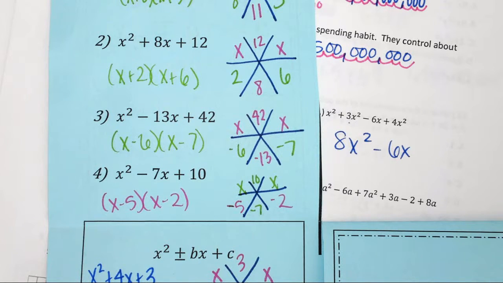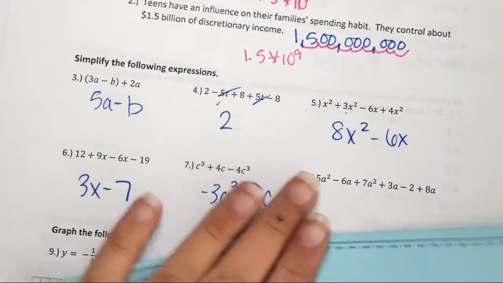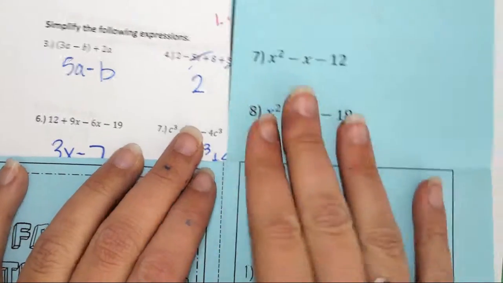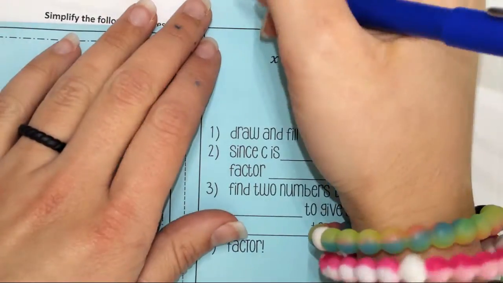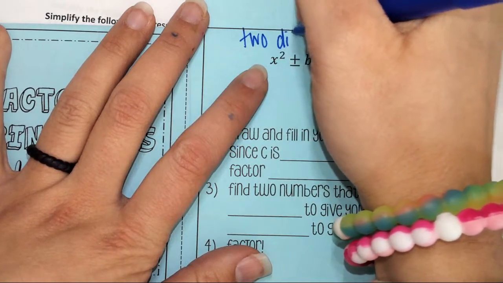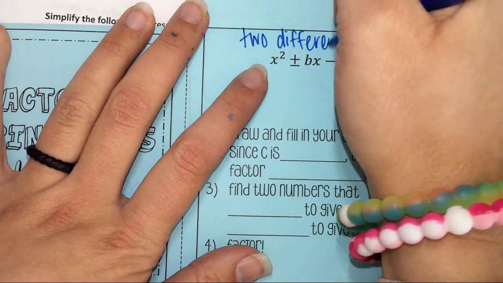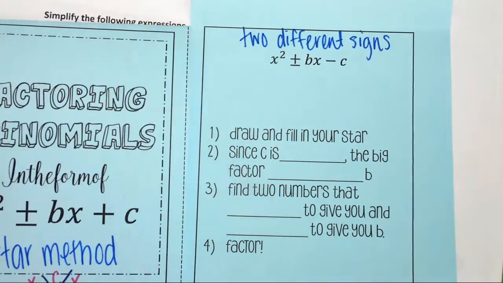All right, now let's find out what happens if C is negative. So if C is negative, you're going to have two different signs. I don't know why we're moaning and groaning. It's easy. It's not different. You still do the same thing.